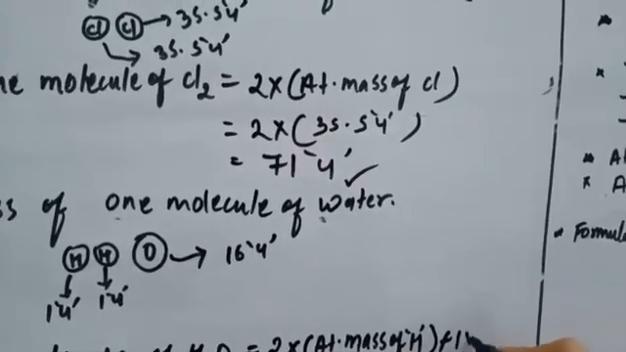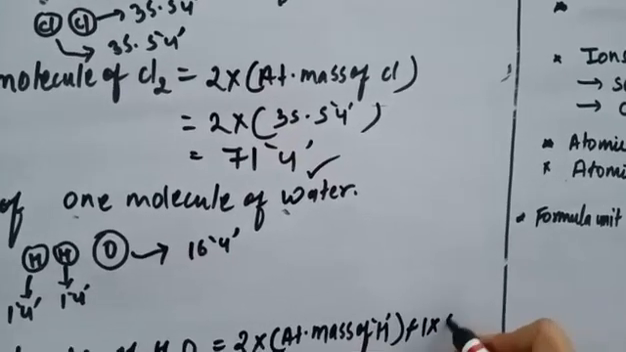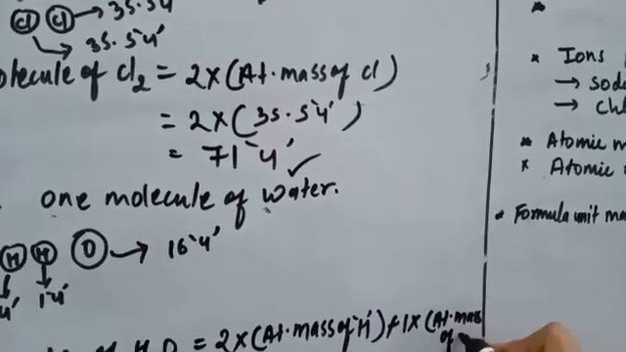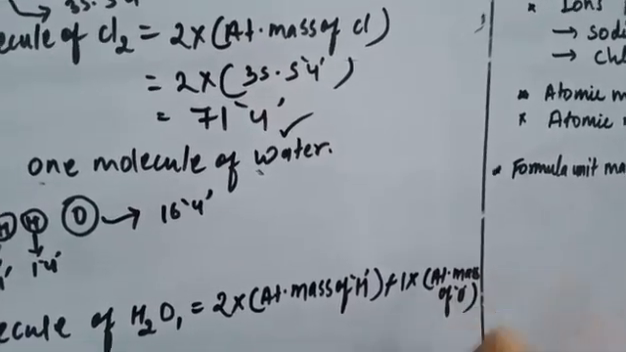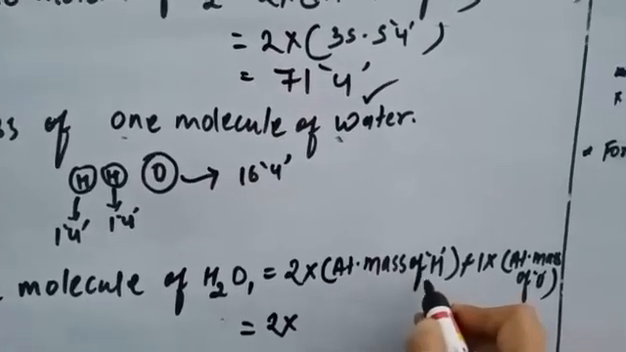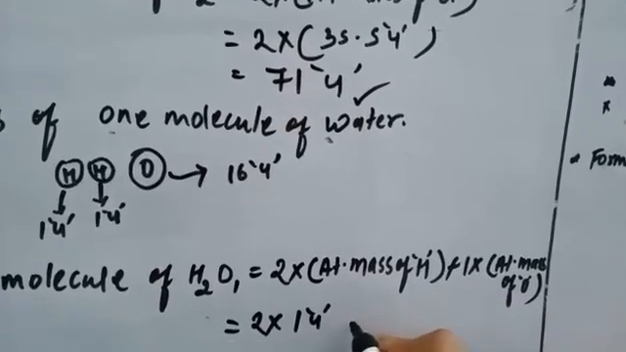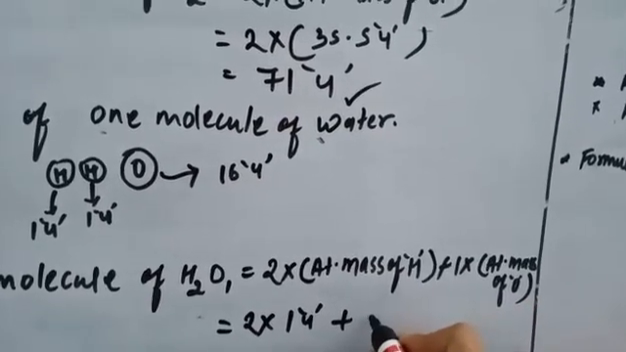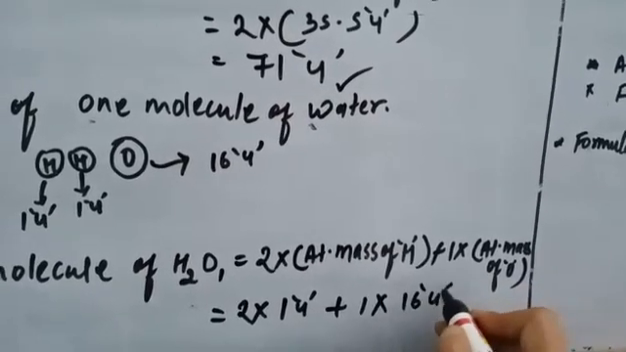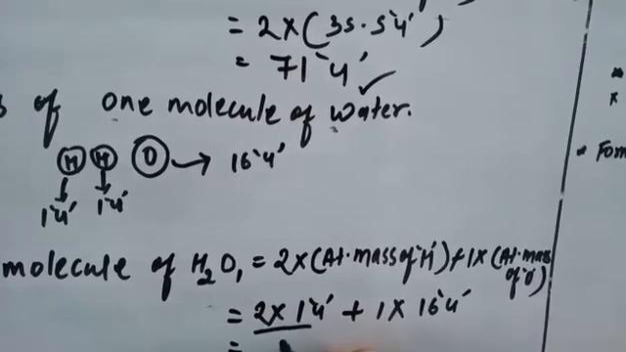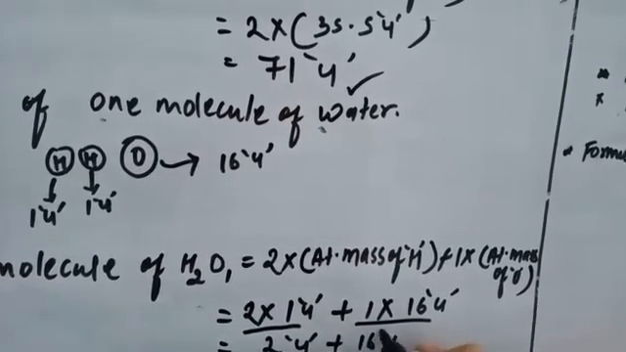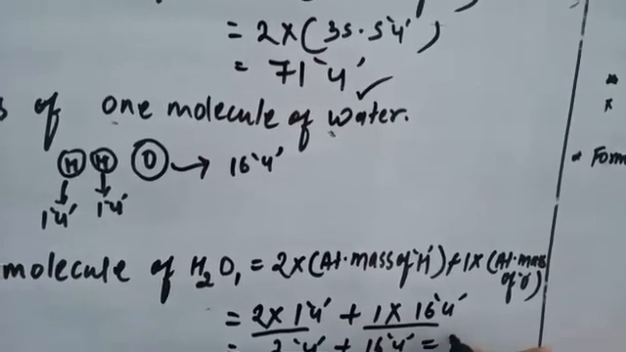It contains 1 oxygen, so 1 into atomic mass of oxygen. Okay, so 2 into, what is the atomic mass of hydrogen? 1u, plus 1 into atomic mass of oxygen is 16u. So how much do you get? 2 into 1, 2u, plus 1 into 16, 16u. 16 plus 2, 18u.